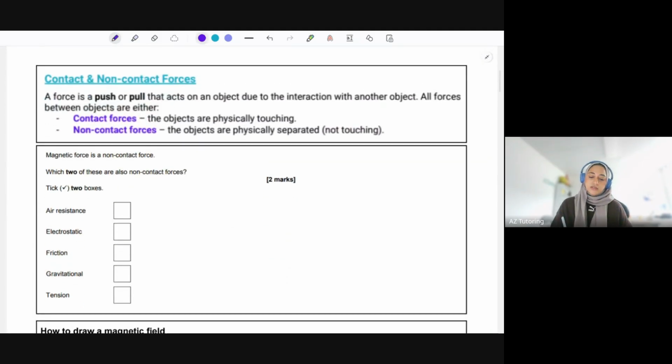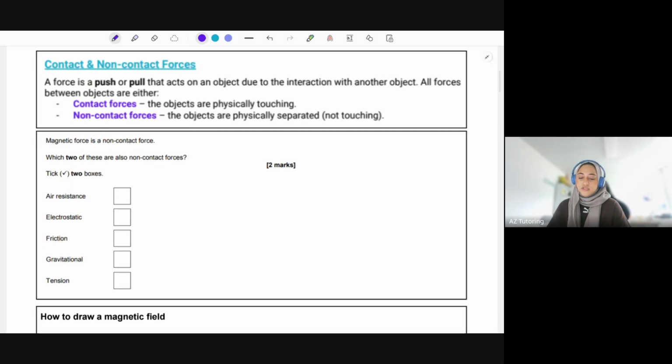Okay, so starting with contact and non-contact forces. Contact forces occur between two objects that are physically touching each other. So for example, friction: if I was rubbing my hands together, there's heat getting generated, it's a frictional force. Both my hands are touching each other, it's a contact force.